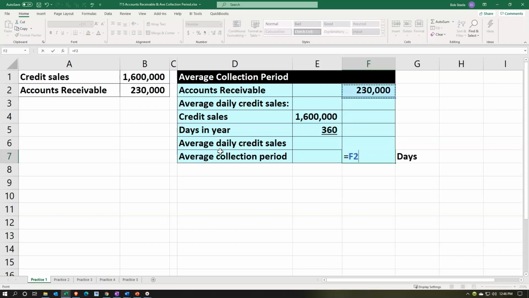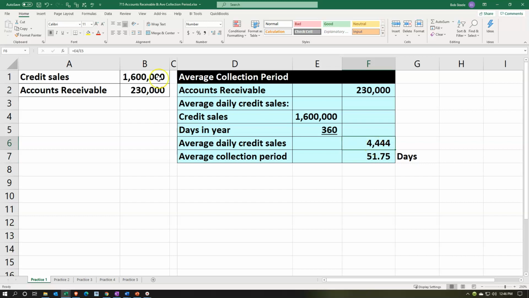So we're going to say the 230,000 divided by the 4,444. Let's add a few decimals here. We're going to go to the home tab, number group, and add a couple decimals. So we're at 51.75 days. Now this is useful. We want to know this when we're thinking about our budgeting and our cash flow management, because this is obviously going to be necessary when we think about what the cash flow will be.